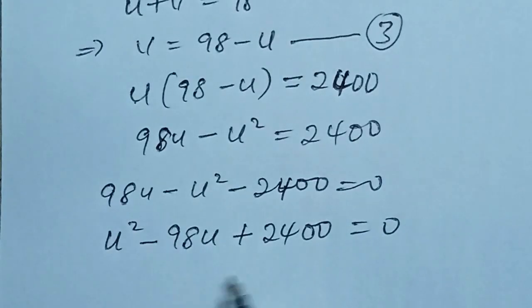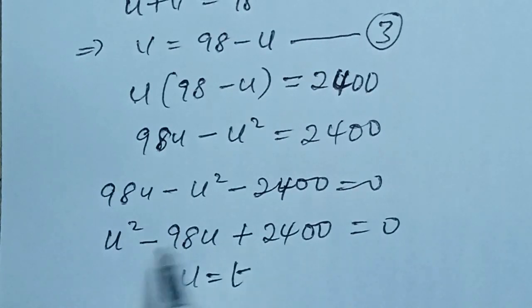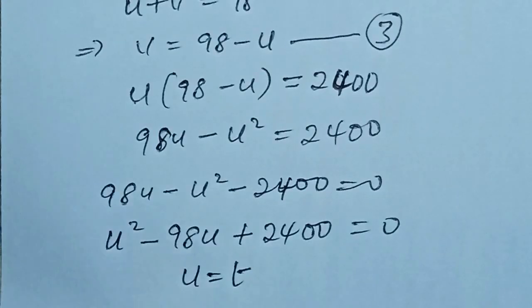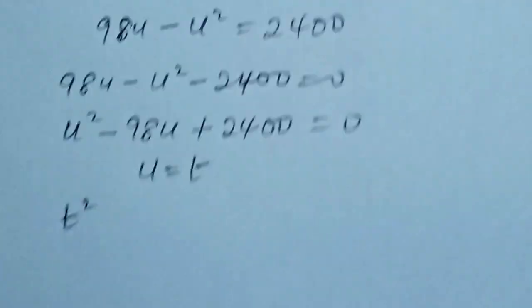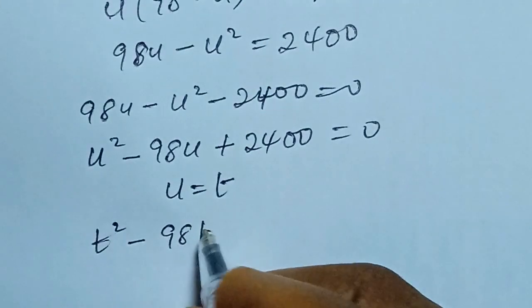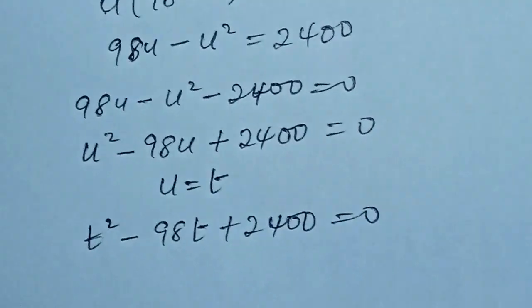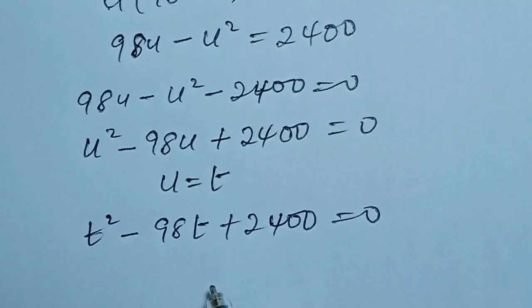Now here, this appears to be a quadratic equation. So if we assume u to be t, then we can transform this quadratic equation to t squared minus 98t plus 2400 equal to 0. Now from here, we can consider this discriminant d.